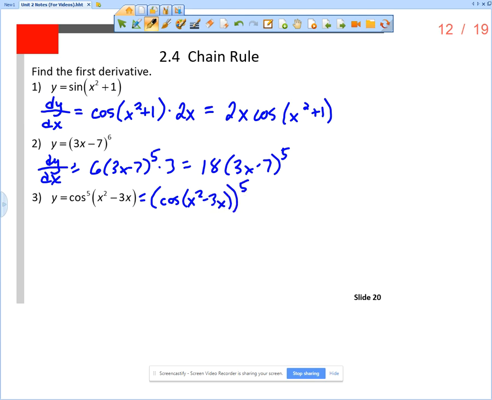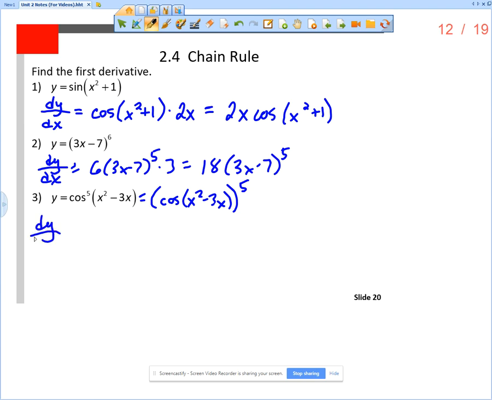So that means that this is actually a function inside of a function inside of a function. So there's actually 3 functions here. There's the fifth power, that's the outermost function. Then I have the cosine, the next function. Then I have the x squared minus 3x, the next function. So we're actually going to have to do the chain rule twice.